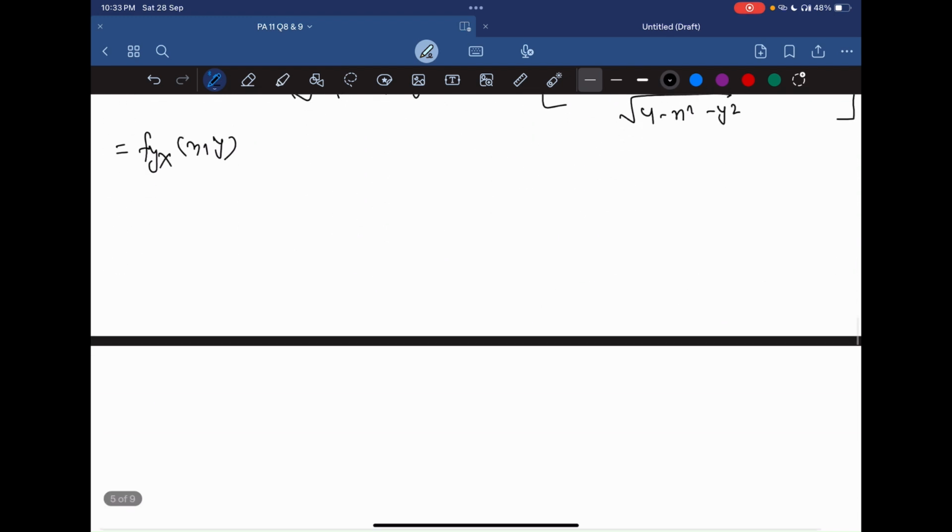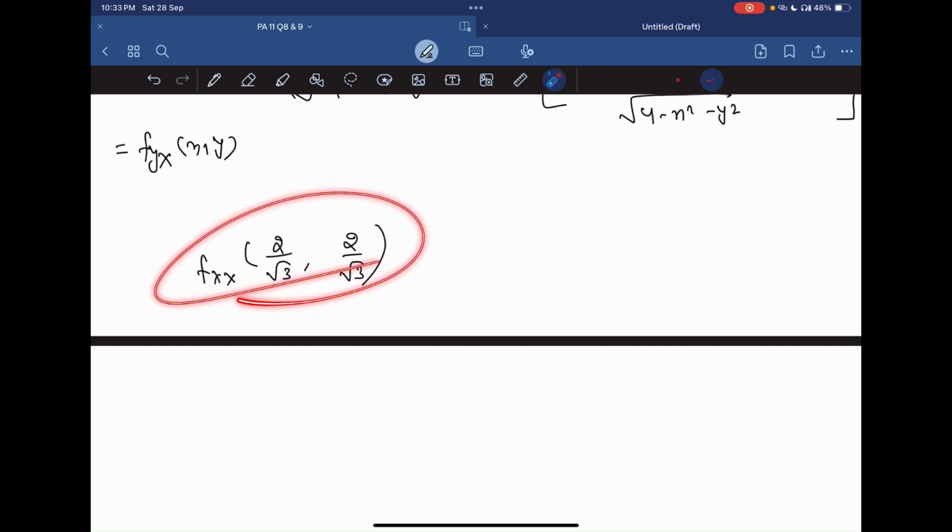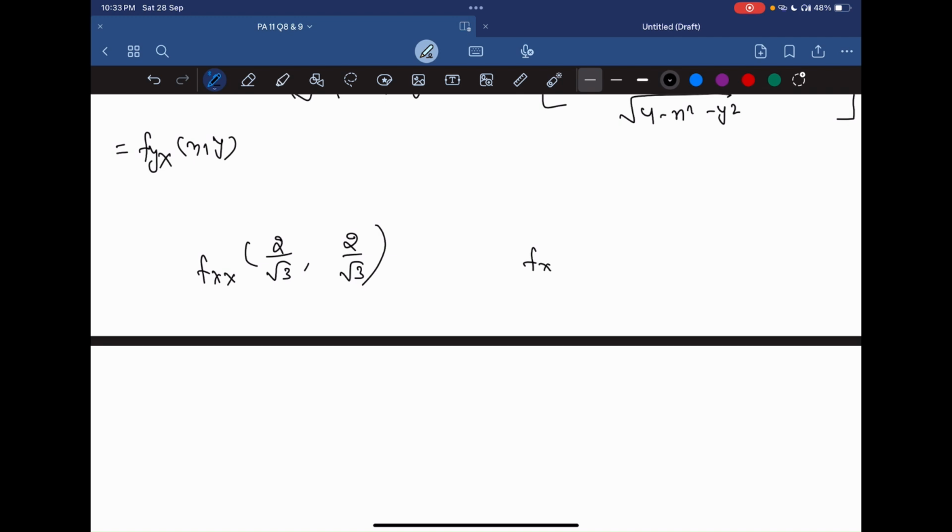Now all we need to check is fxx at the point 2 by root 3 comma 2 by root 3, whether it is greater than 0 or less than 0 at this point, and fxx fyy minus fxy square, whether this is greater than 0, less than 0, or equal to 0. So this is nothing but the determinant of the Hessian matrix at the point 2 by root 3 comma 2 by root 3 that we have to check.